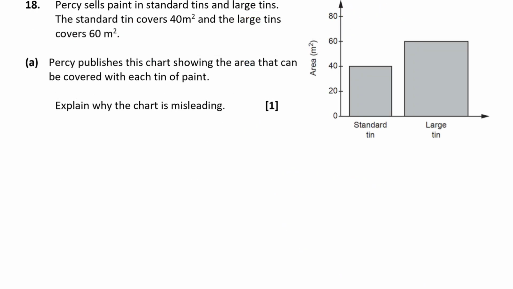Question 18. Percy sells paint in standard tins and large tins. The standard tin covers 40 square meters and the large tin covers 60 square meters. Question A says, Percy publishes this chart showing the area that can be covered with each tin of paint. Explain why the chart is misleading.